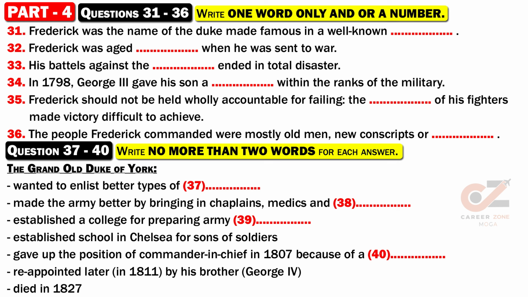James's Park. In 1807, the Duke was involved in a scandal with a woman, and as a result resigned as Commander-in-Chief. But he was reinstated in 1811 by his elder brother, the Prince Regent, who later became George IV of England. He continued in this post until his death in 1827.